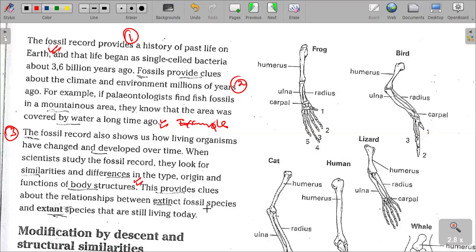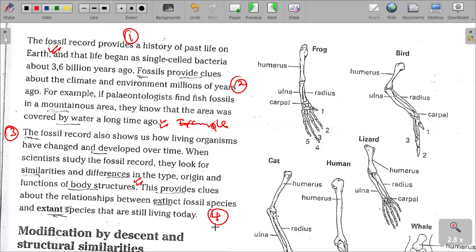I think this has also been mentioned. I mentioned it already, to say that with the fossil record, we are able to understand the extant and the extinct. So that is how fossils are able to explain that.